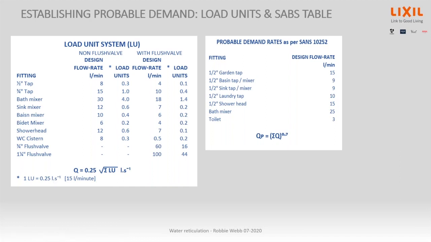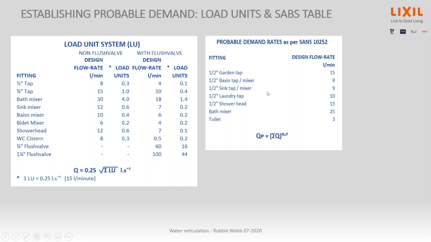One load unit, by definition, would be a quarter of, 0.25 liters per second, okay? And she times it by 60 to get it back to liters per minute. So that's one set of load units. SANS 10252 have got their own values. It amounts to the same thing.